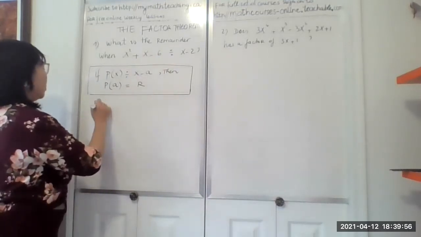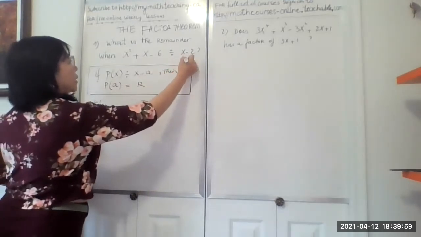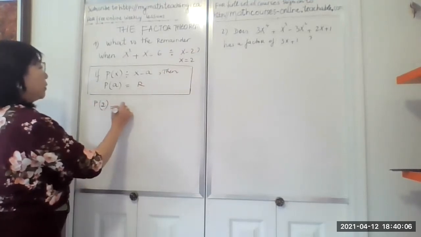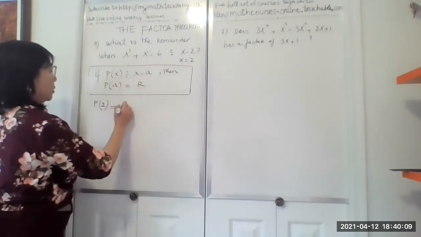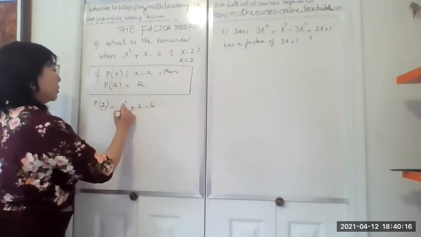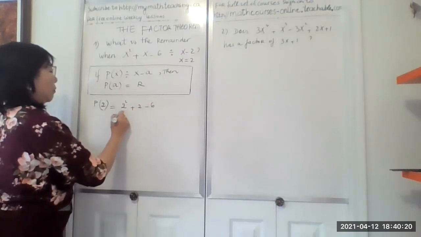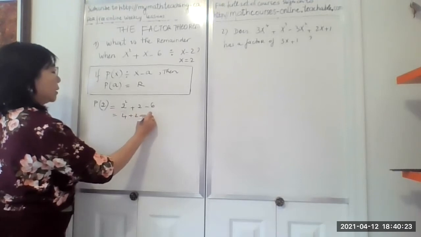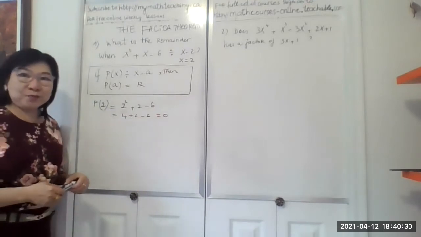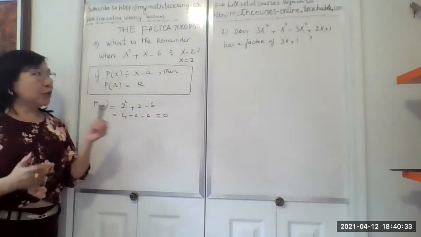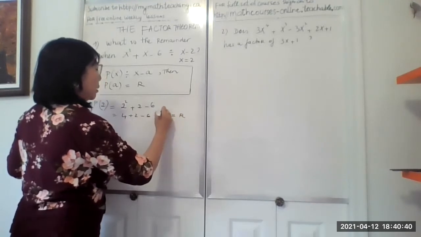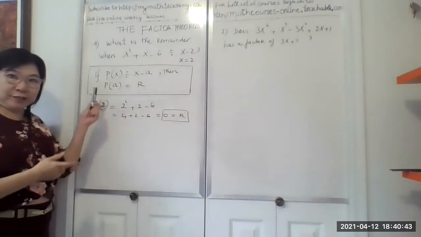So let's put in P of, now our factor is x minus 2, right? If x minus 2, then x equals 2. So we're going to put in x equals 2 in here and figure this out. Following the expression, we have 2 squared plus 2 minus 6. And this equals 4 plus 2 minus 6. And of course, it equals 0, right? 6 minus 6 is 0. So our answer for this question will be 0 is the remainder. That is our answer for this question.